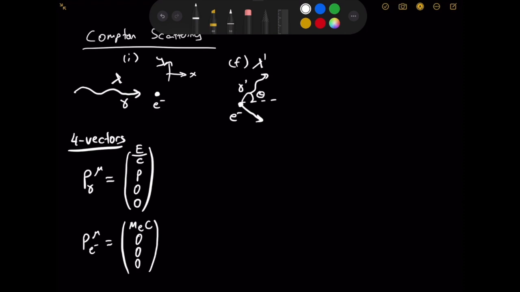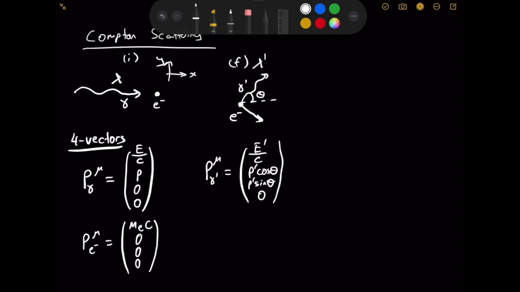What about the final case? Well, we will have the four vector of the other photon, photon prime, gamma prime. It will have some energy, E prime, over c. And the momentum in the x is going to be P prime times cosine of theta. Then there's going to be P prime sine of theta in the y. And then it's going to be 0 for the z.